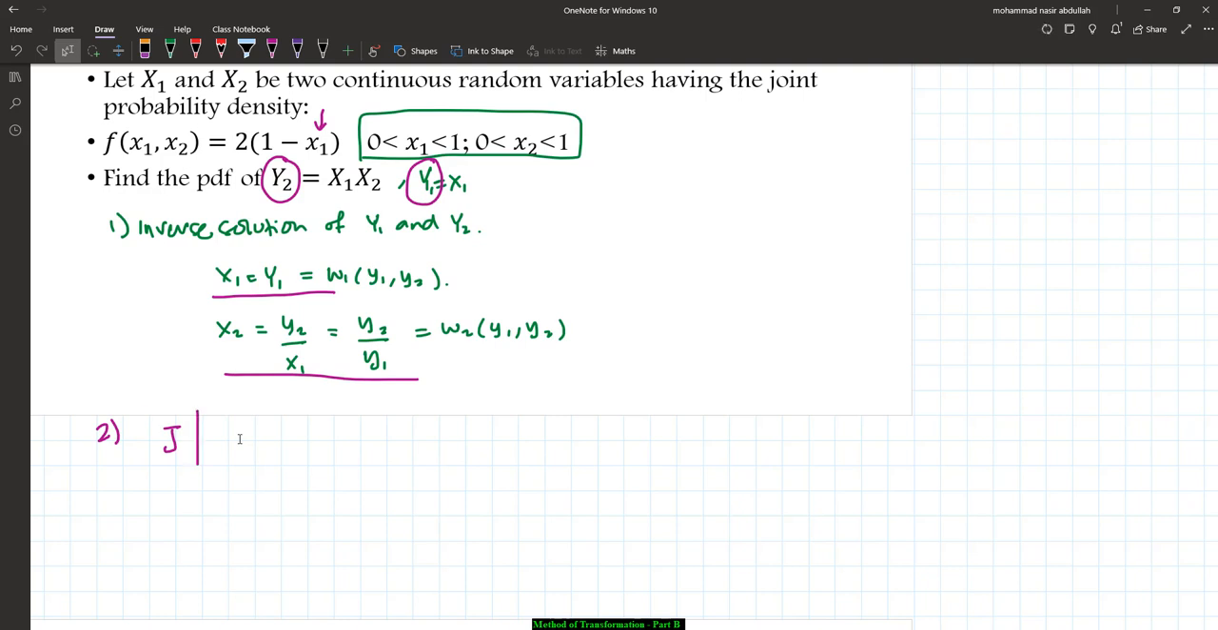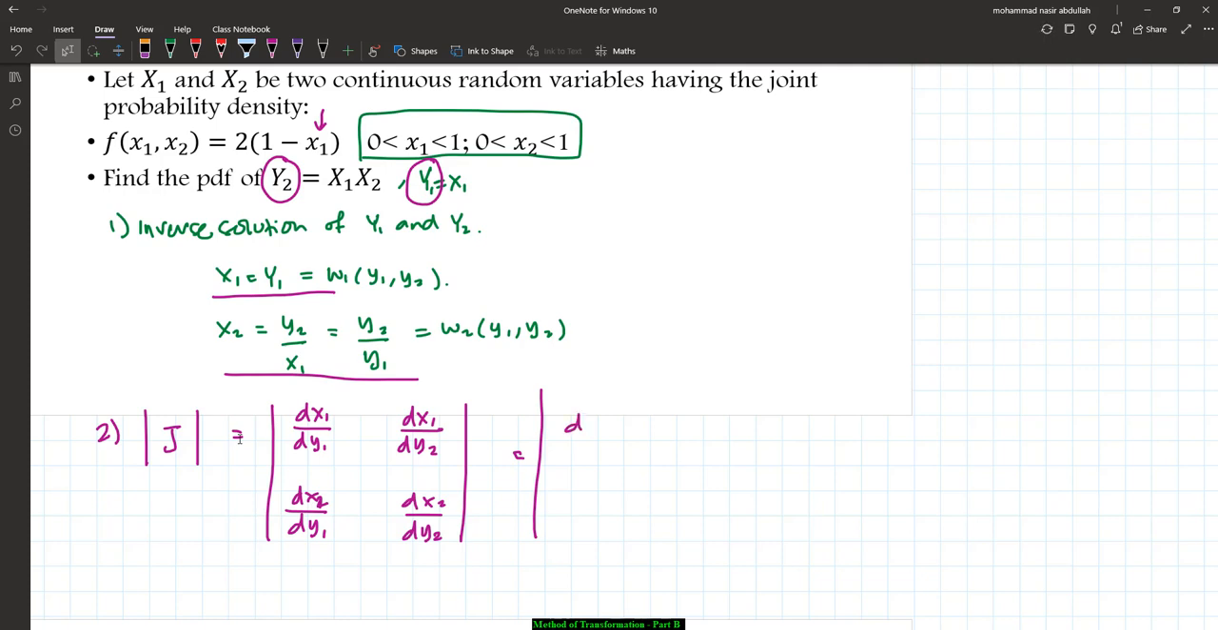Jacobian determinant or Jacobian matrix. This one should be the old variable with respect to the new variable. The first old variable with respect to the first new variable, the first old variable with respect to the second new variable, the second old variable x2 with respect to the first new variable, and the second old variable with respect to the second new variable. So now we input the values: the first one, with respect to dy1, this is y1. With respect to dy2, this is only y1. With respect to dy1, this is only y2 over y1. With respect to dy2, this is y2 over y1.